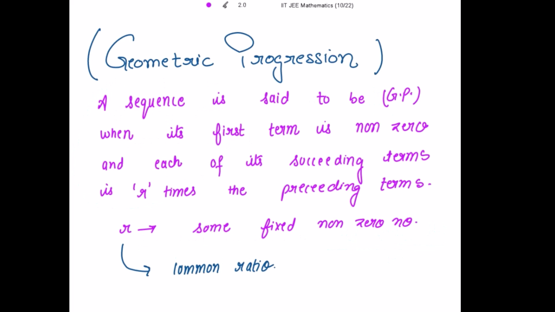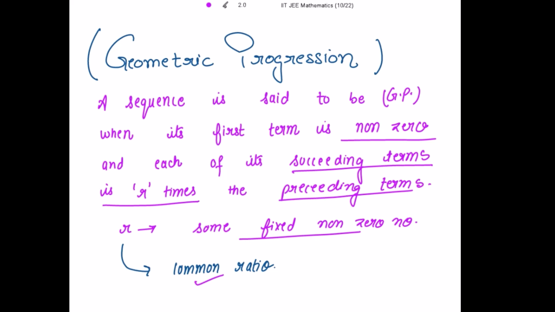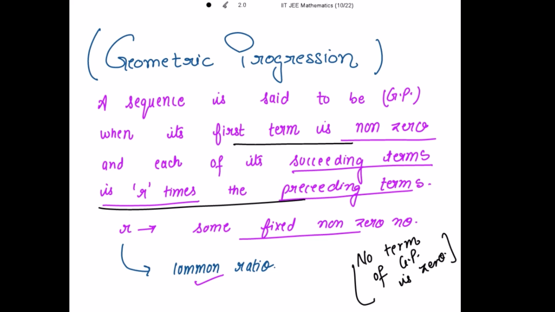And now the next topic is geometric progression. A sequence is said to be GP, that is the geometric progression, when its first term is non-zero and each of its succeeding terms is r times the preceding term. R is some fixed non-zero number, that is the common ratio. And it is clear from the definition that no term of a GP is 0. The first term is non-zero and the succeeding term is r times the preceding term, so there should be no zero term in this sequence.